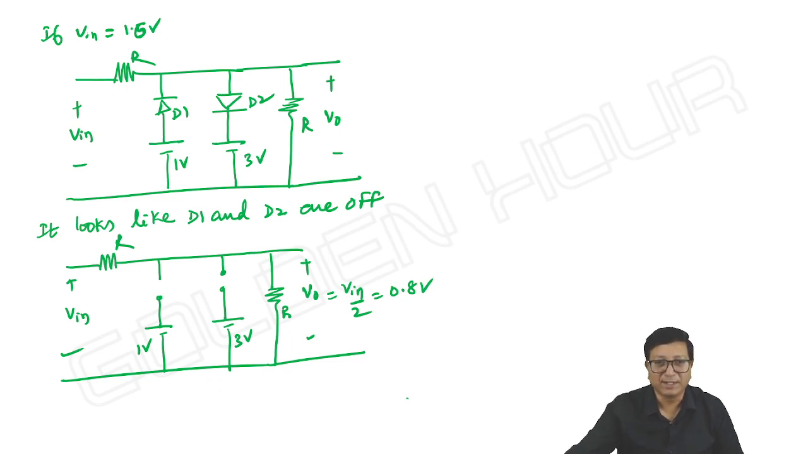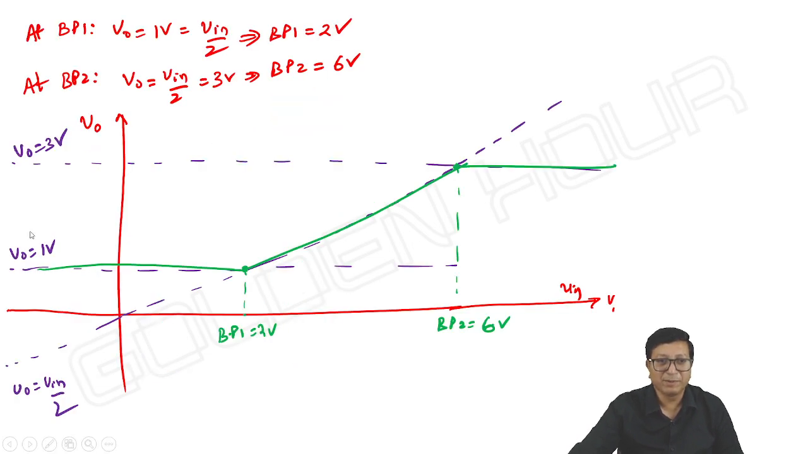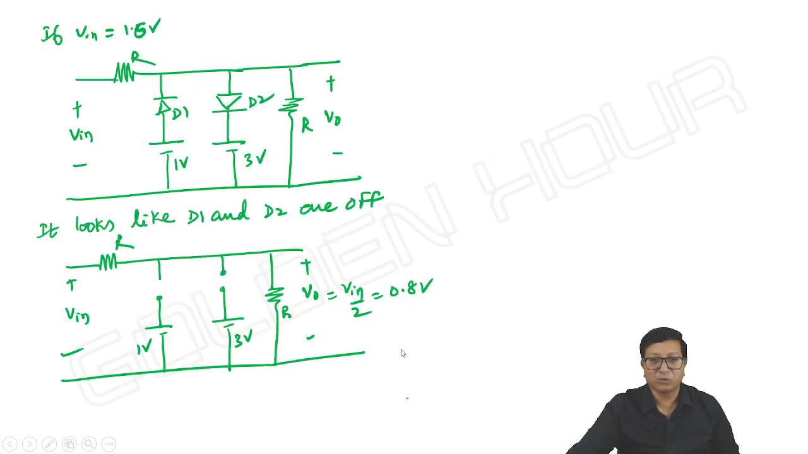First of all, what is the output minimum we have noticed? If D1 is on, output minimum is 1 volt. Where do you get this 0.8 volt which is less than 1 volt? Impossible. If for input less than breakpoint 1, D1 is on and output is 1 volt, right? I cannot get output of 0.8 volt. Output minimum is 1 volt. Suppose, okay, if D1 and D2 are off, you are getting 0.8. It is a conflict. It is not possible.